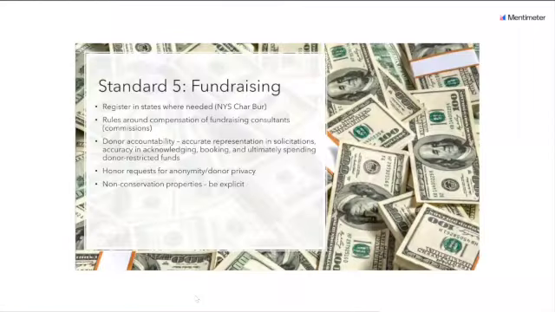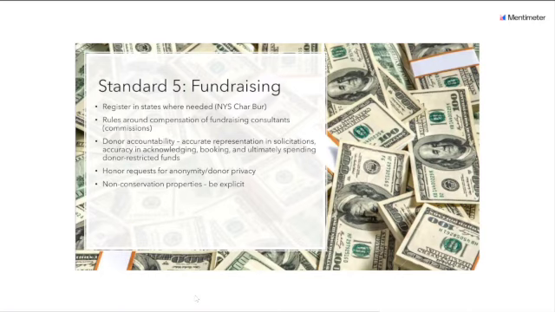Okay. Standard 5 is about fundraising, and the standards and practices cover fundraising from the standpoint of what legal and regulatory compliance might be needed, not really an organization's specific methods of or success in fundraising.